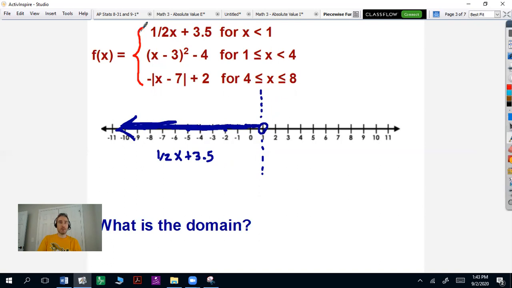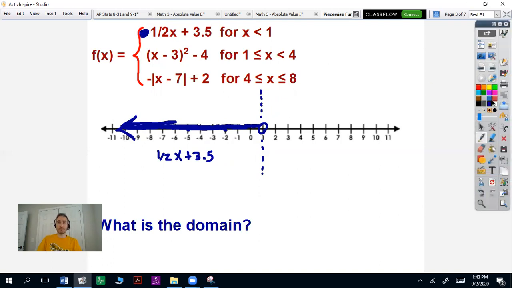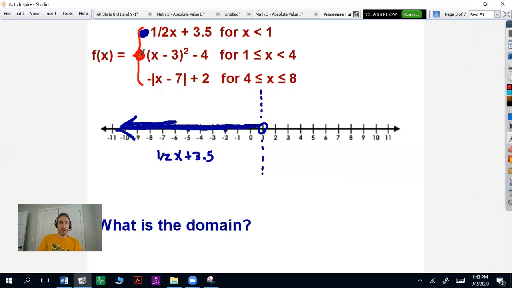Okay, that's the restrictions on that. So the middle function, and we'll color code that blue so we can keep track of them. The middle function, in this case, is x minus 3 squared minus 4, but only for values of x that are greater than or equal to 1, but less than 4. So I can include 1 here because it's got that equal to sign. And I can include 2, 3, but I cannot include 4. So I open circle that. So all the numbers, including 1 but less than 4 and anything in between, would represent that middle function in our example. So this would be the x minus 3 squared minus 4.